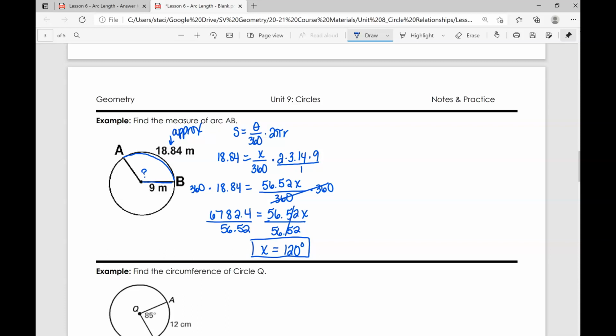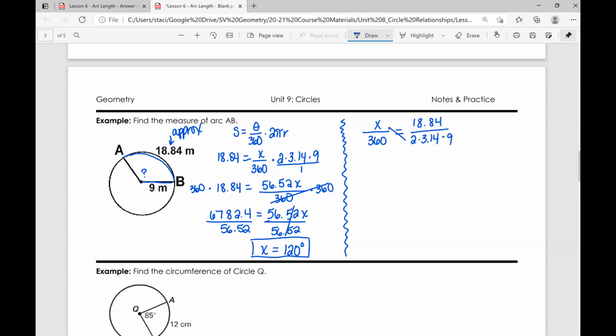Now, if you're like, ooh, that was kind of confusing, I want to see what it looks like as a proportion. Let's switch to a proportion on this one. I have to do the central angle over 360, which I don't know, so that's going to be my x. And that is equal to the arc length over the circumference. I know my arc length is 18.84, and my circumference is 2 times pi, which we write as 3.14 since the arc length is approximate, times the radius, which is 9.